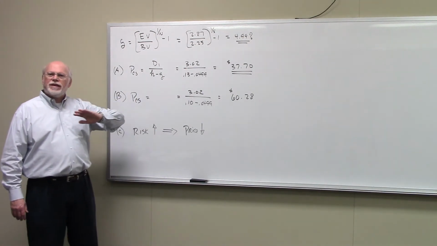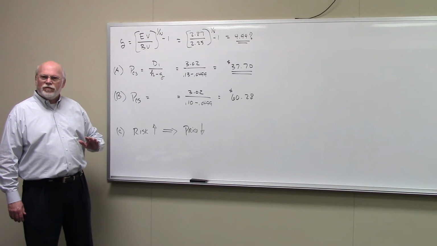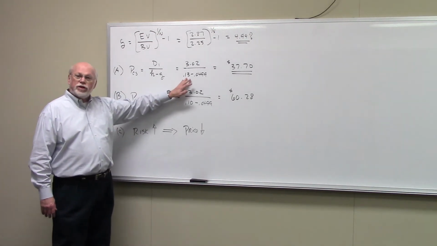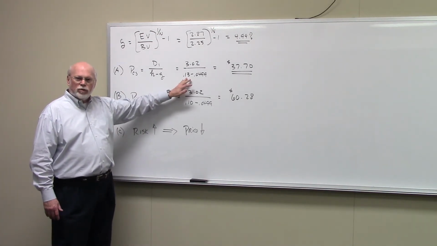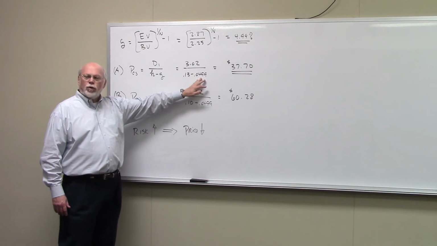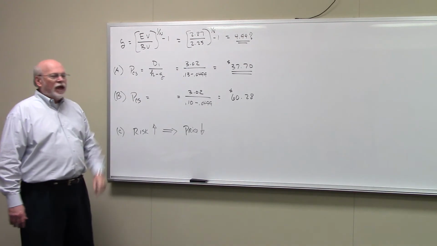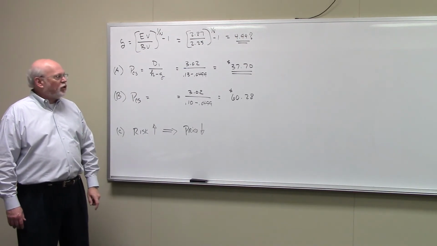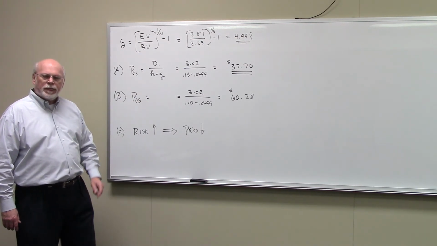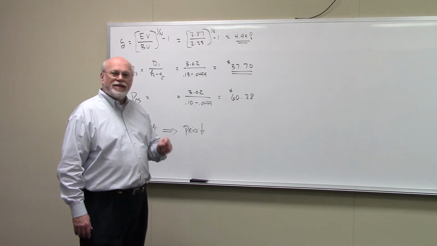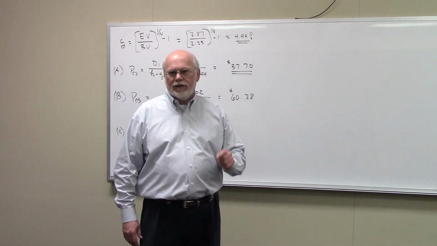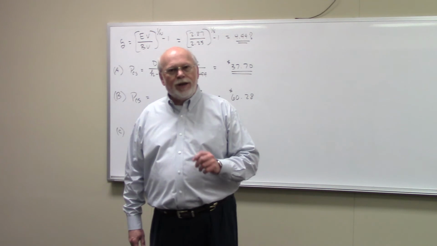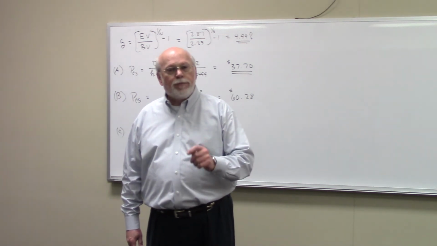$3.02 is what we expect the dividend to be one time period from now. 13% or 0.13 is our required return. 0.0499 or 4.99% is our expected growth rate. And that gives us a price of $37.70. $37.70 is the intrinsic value of the stock, given all these assumptions. And what that means is that that's the most you'd be willing to pay for the stock.